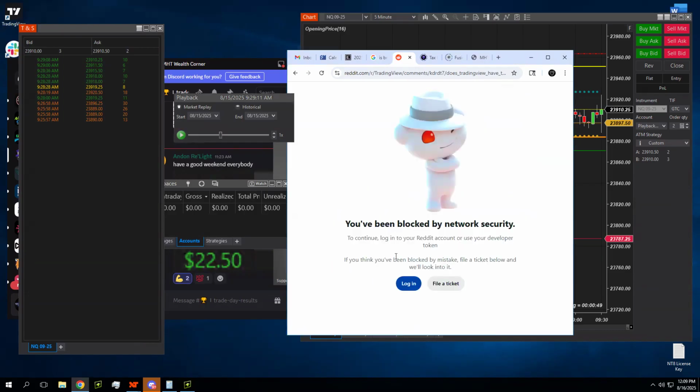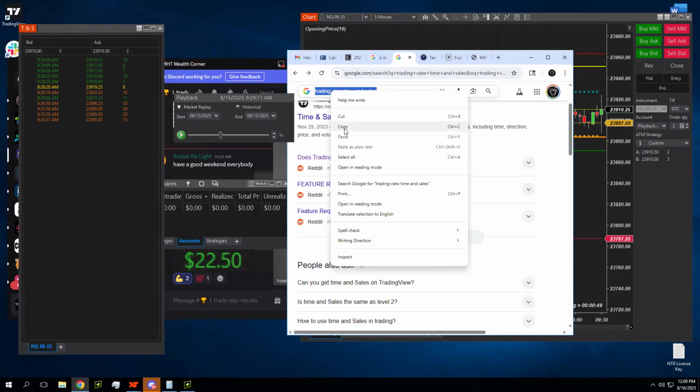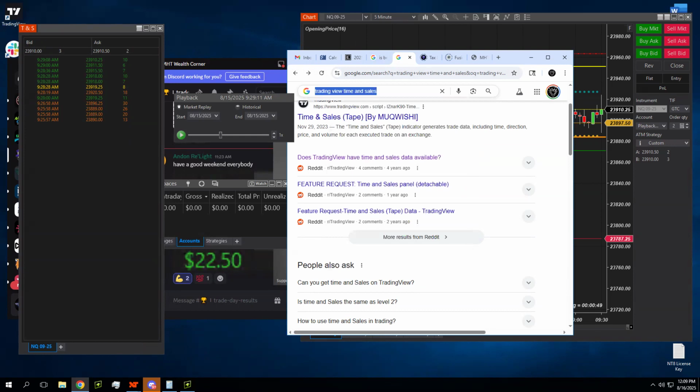Block network security. Oh, this is my VPS. That's why. I'll check it over here. Yeah, that VPS is secured, boy. They don't want nothing popping up on there.